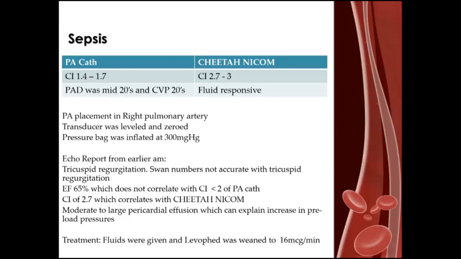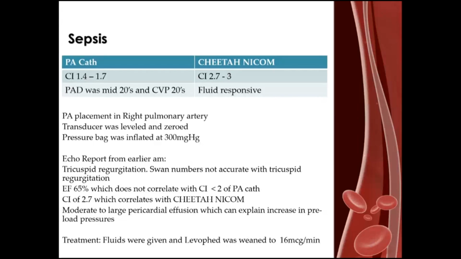But the X-ray showed that the pulmonary artery catheter was in a good place. We leveled the transducer and re-zeroed it, and that didn't make any changes. So then we dug a little bit further and looked for an echo report, and I actually had just done an echo report that morning. On the echo report, it showed that the patient had tricuspid regurgitation, which means that the SWAN number is not correct on patients with tricuspid regurg.